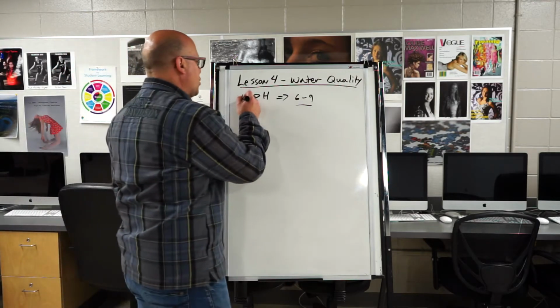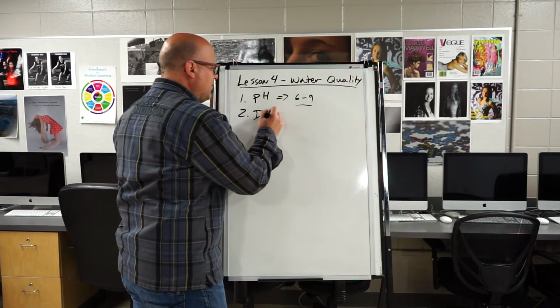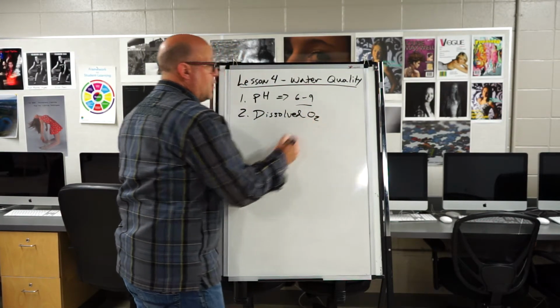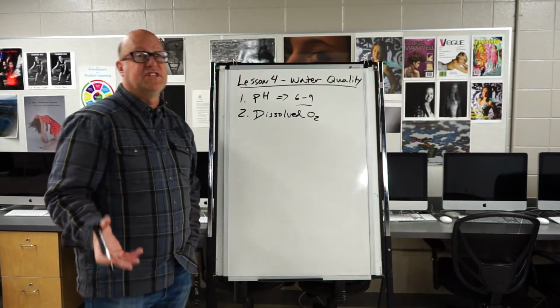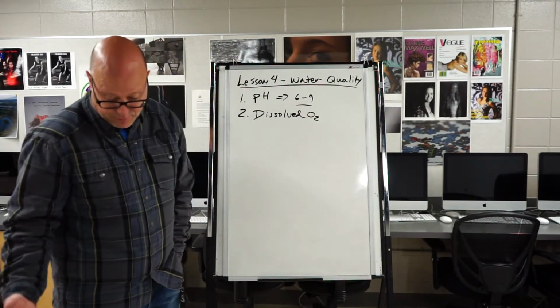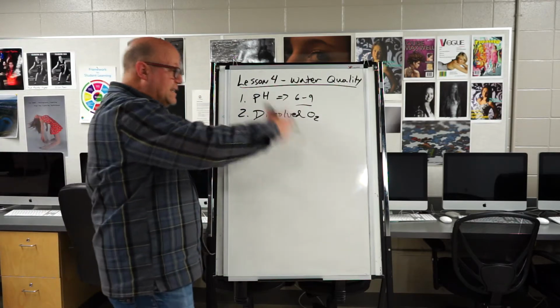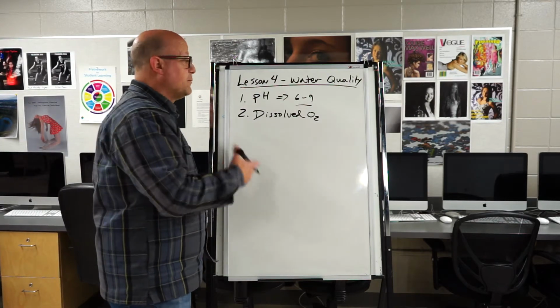Another thing is dissolved oxygen. And obviously that's important because fish and other organisms breathe oxygen. So dissolved oxygen is another indicator. So how much oxygen is in there? And you can actually test that. It's fairly simple. And it depends on the temperature. And the interesting thing is that the more turbulent the water is, the more dissolved oxygen there'll be.